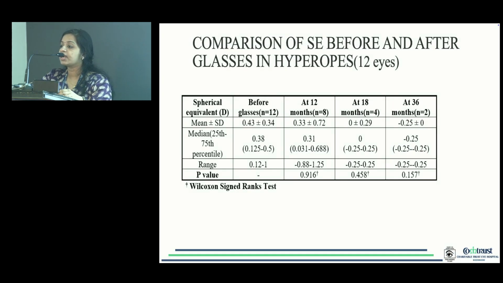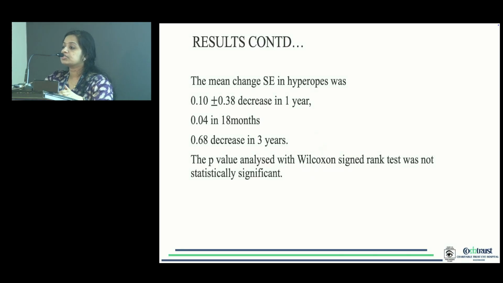Comparison of spherical equivalent before and after glasses: in hyperopes, there were 12 eyes. Before it was 0.43 plus or minus 0.34, and at 12 months it became 0.33 plus or minus 0.72. At 18 months it was 0 plus or minus 0.29, and at 36 months it was minus 0.25. So the mean change in spherical equivalent was a 0.1 plus or minus 0.38 decrease in 1 year, 0.04 in 18 months, and 0.68 decrease in 3 years. The p-value analyzed with the Wilcoxon signed rank test was not statistically significant.